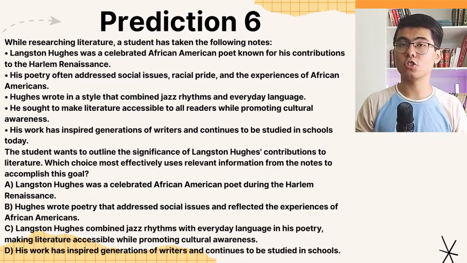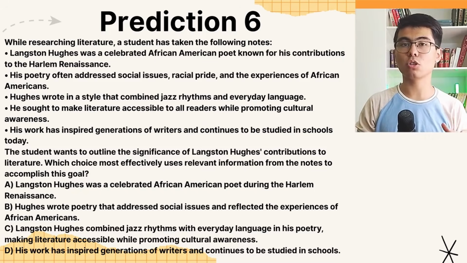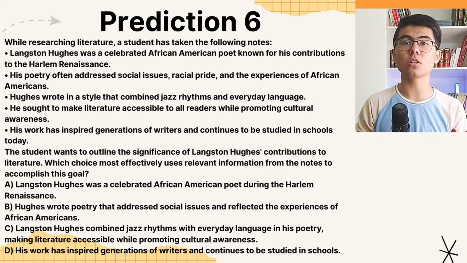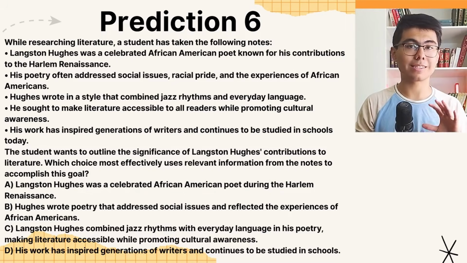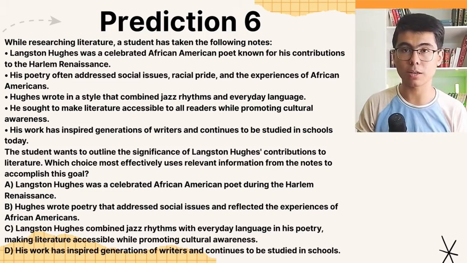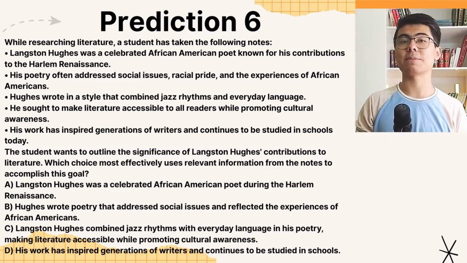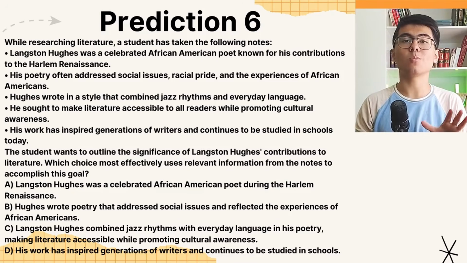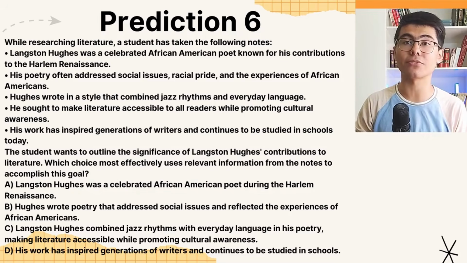Choice C combines jazz rhythms with everyday language in his poetry, making literature accessible while promoting cultural awareness. So this seems to hit the significance point because it explains how he influenced literature stylistically and also culturally. Now, choice D mentions inspiration for generations and being studied in schools. This is true, but focuses more on influence rather than the direct contribution itself.